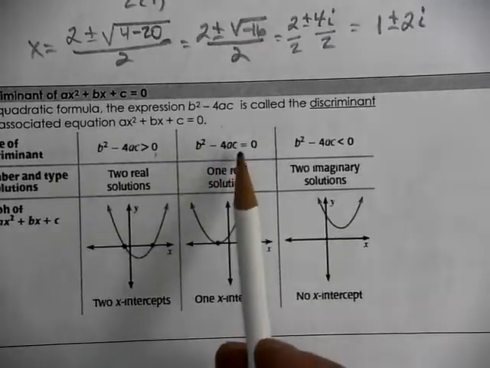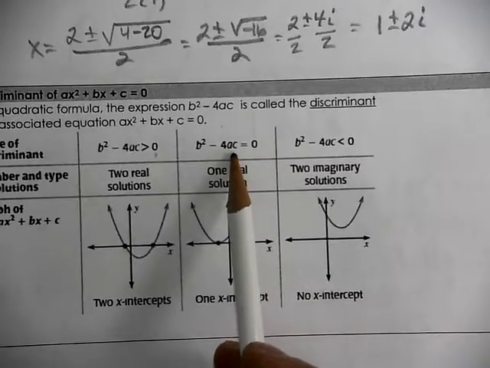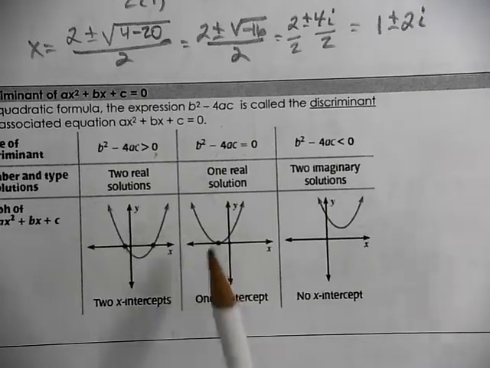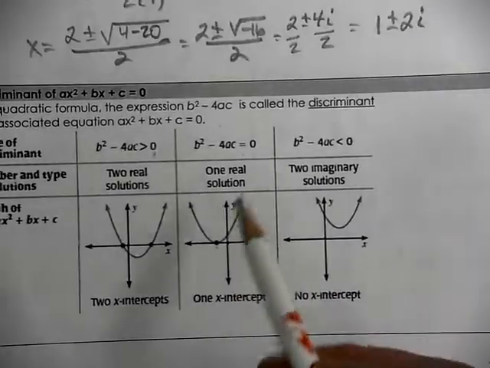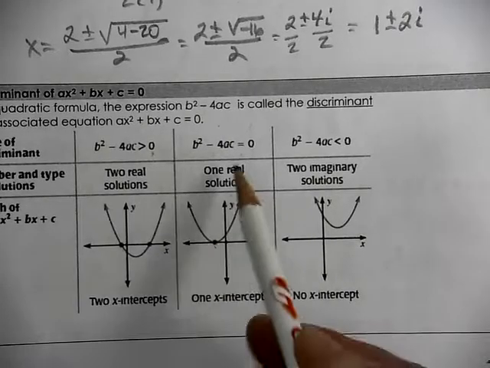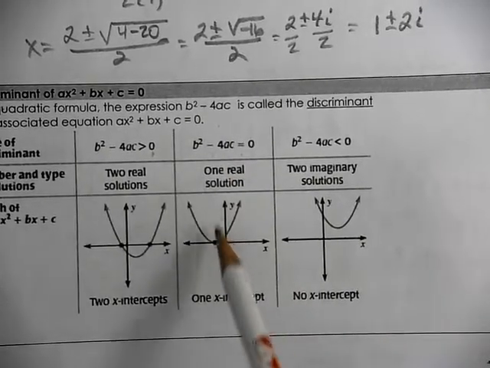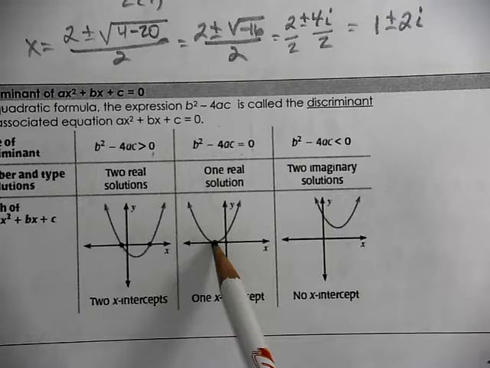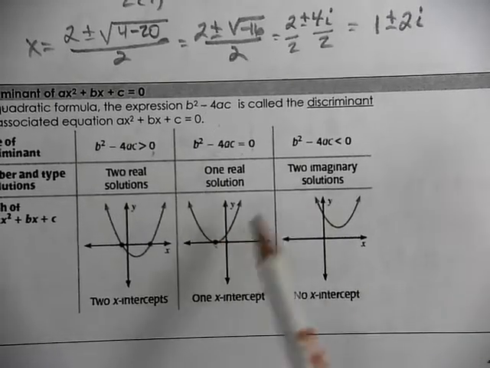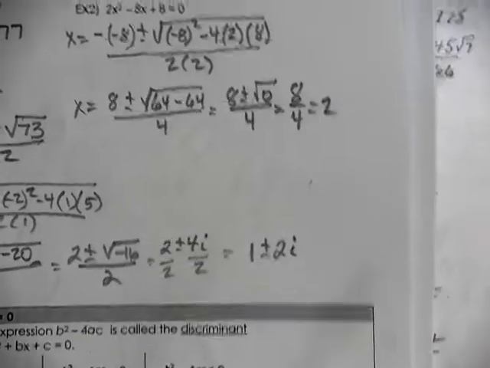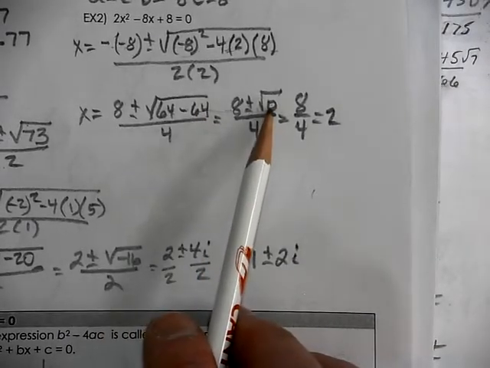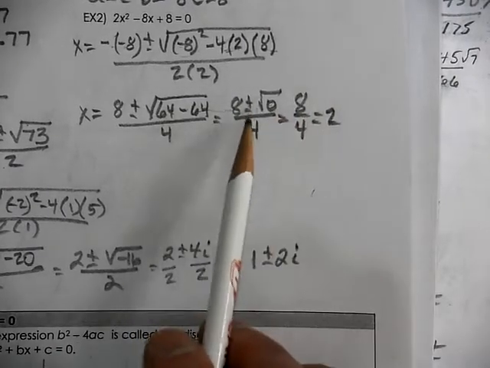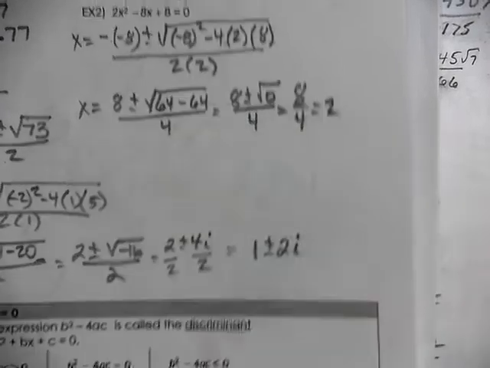If b squared minus 4ac equals 0, then the vertex is sitting right on the x-axis. So that means that there's going to be one real solution. So when the discriminant equals 0, you're only going to have one answer. That's because the vertex is sitting right on the x-axis. We experienced that over here where the discriminant was 0. That means you're adding nothing to your opposite of b divided by 2a. And we got one answer.